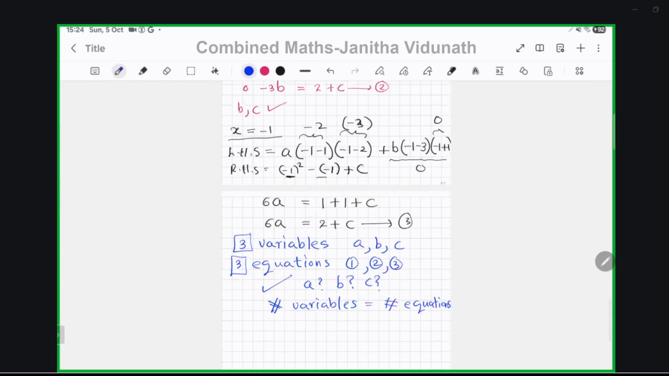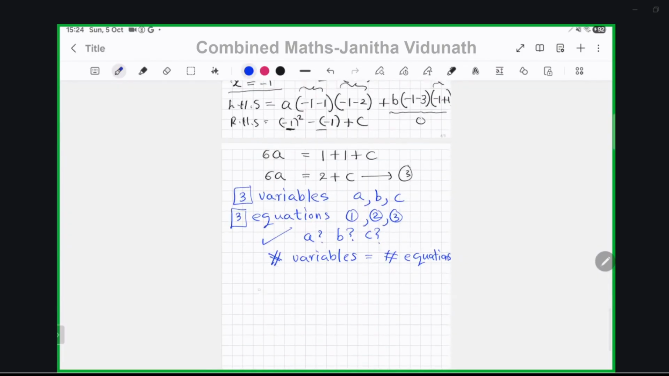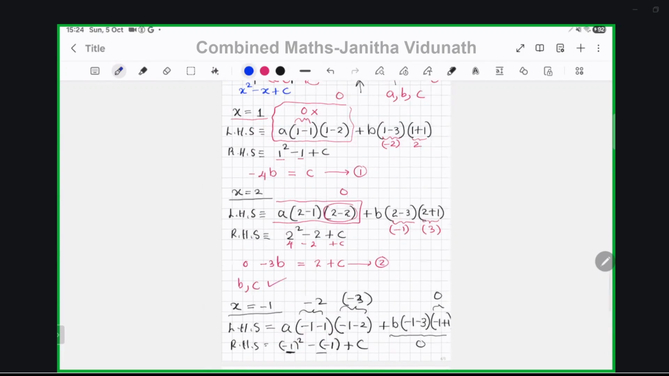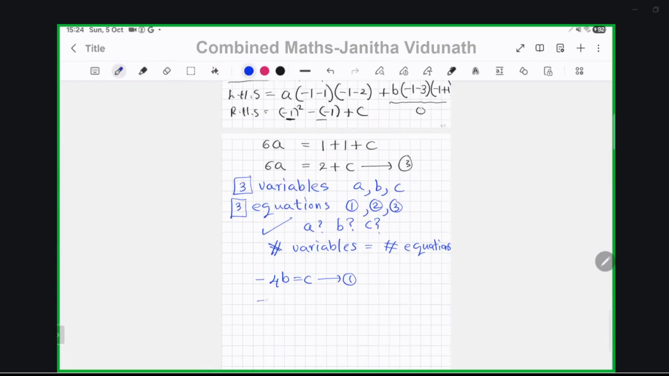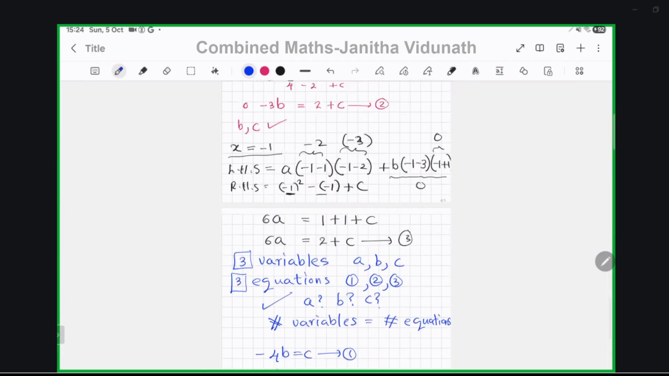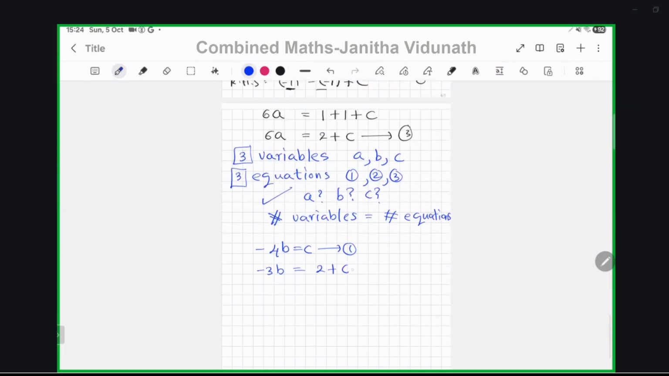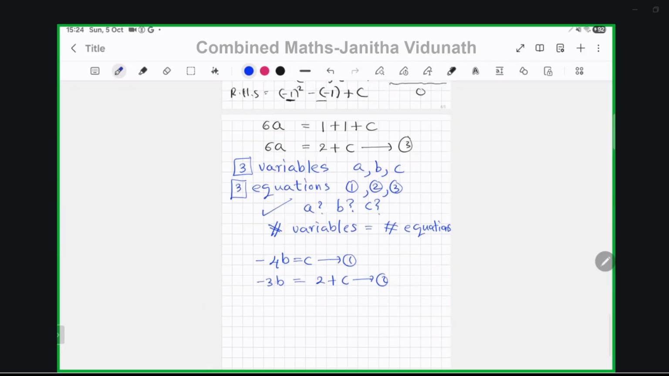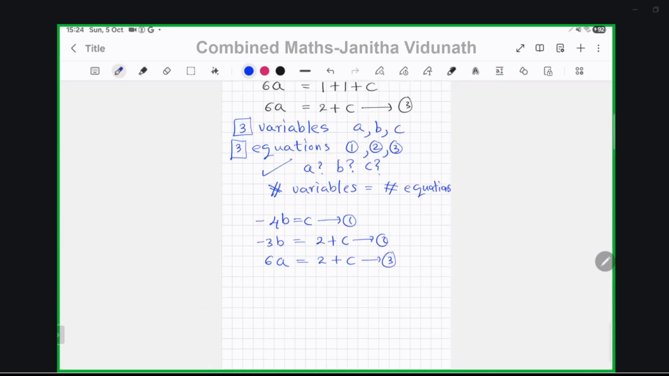Okay. Now our first equation is minus 4b equal to c. This is our first equation. And our second equation is minus 3b is equal to 2 plus c. Our third equation is 6a equals 2 plus c. Okay. From 1, we know c equal minus 4b. Then we can substitute that value for the variable c in the second equation.